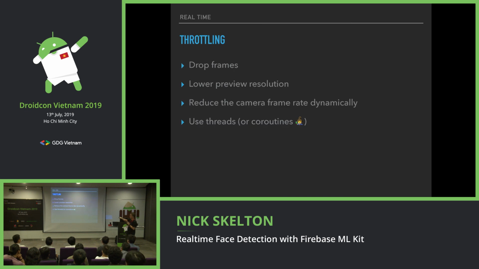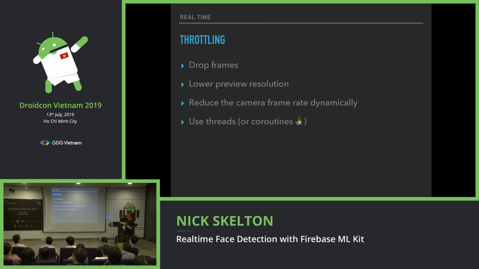But there's just a couple of other little tiny things. You can lower the preview resolution. So when you're asking the camera for frames, you want to make it small, because processing a 4K frame takes a lot of time, and that's bad. More time, bad in real-time land.